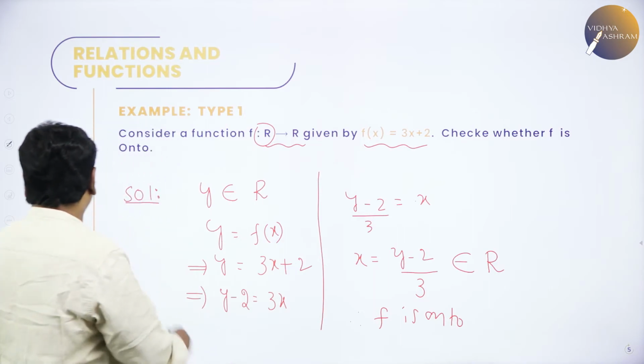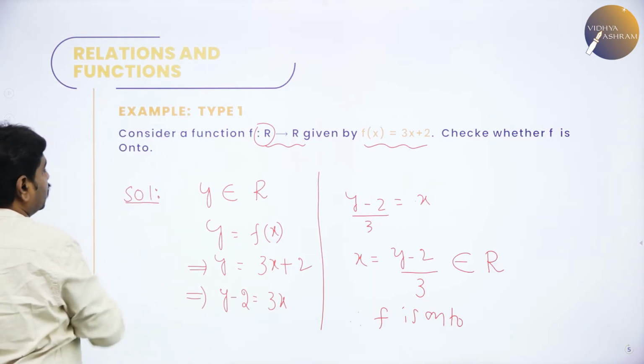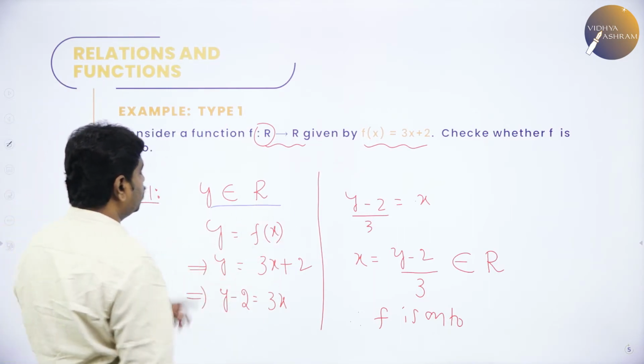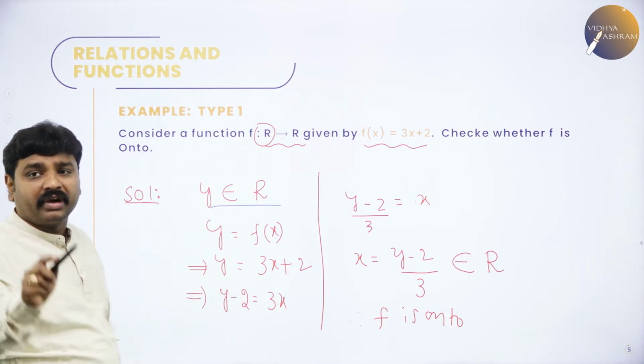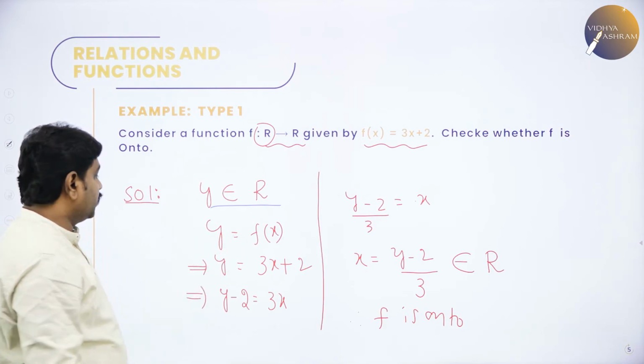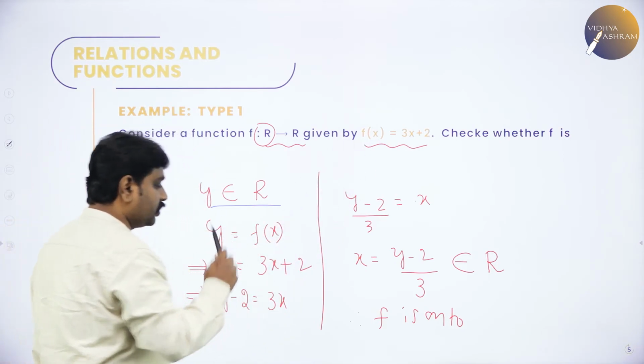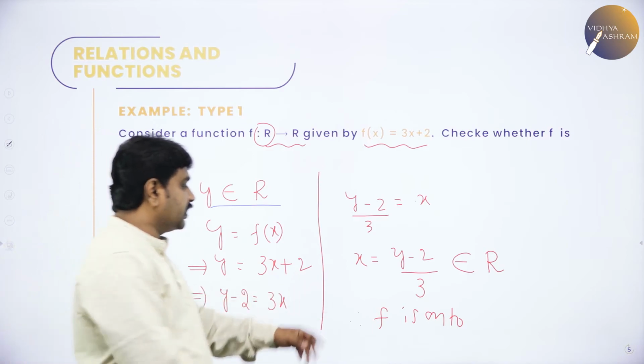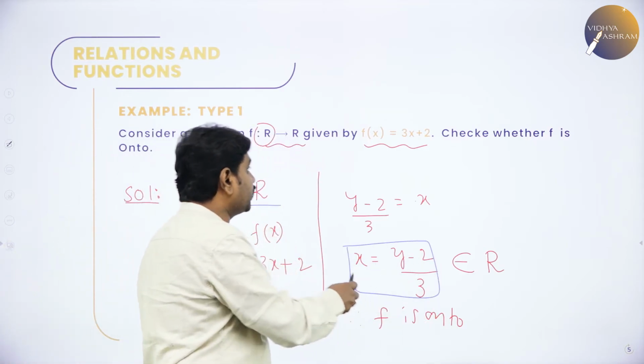What is the method? The method is simple. First you start with what? Assume. The first step is: let y belong to the codomain. Take an element in the codomain. Codomain means the second set. Take y equal to f of x. Then f of x will be given in the problem; substitute, rearrange, solve and get the value of x. And after you get the value of x, check whether it belongs to the domain.